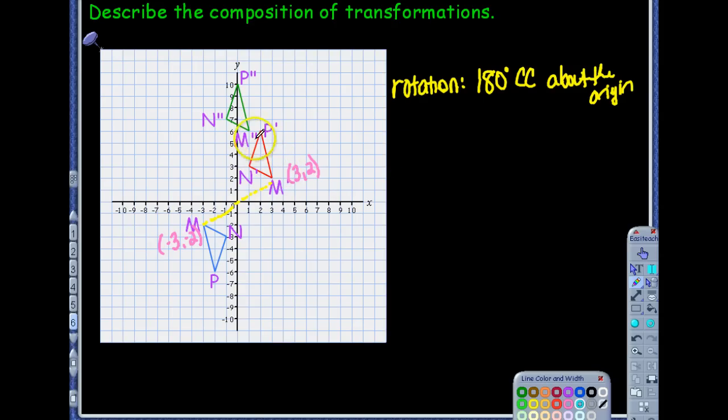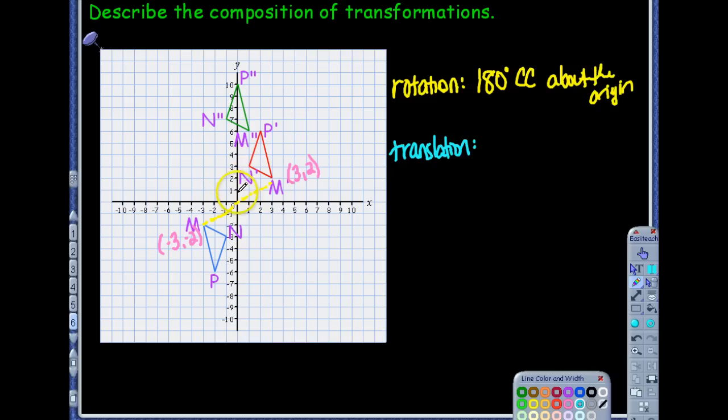Now, the next question is, how do I get from this M prime, N prime, P prime to our double prime figure? Now, if you look at this one, does that look like we're just sliding it? It does. What do we call a slide? What's our formal word there? Translation. So we're going to translate. So the first thing, again, is to narrow down what type of transformation and then describe it.